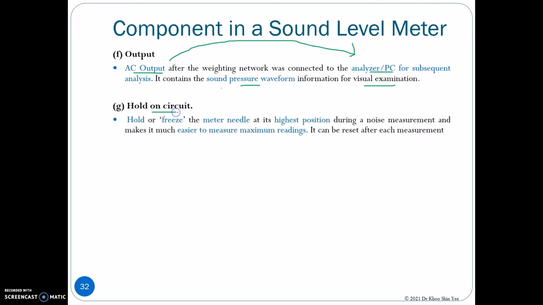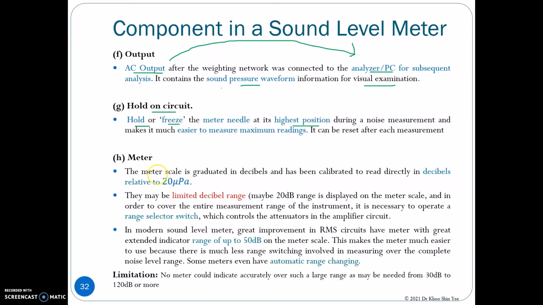The hold-on circuit is used to hold or freeze the meter at its highest position. This function is useful to measure the maximum sound pressure level. The display meter shows in dB unit. The meter has been calibrated to read directly in dB relative to the reference pressure.